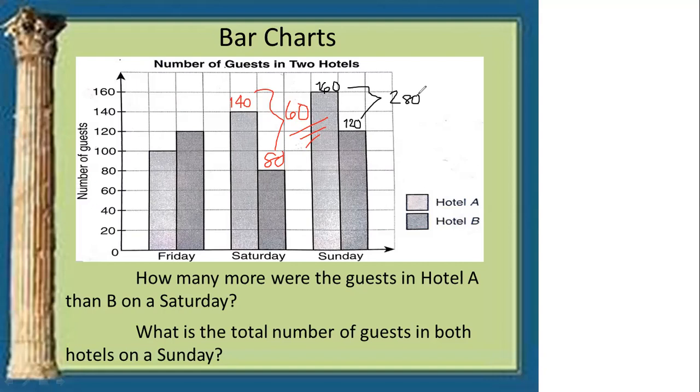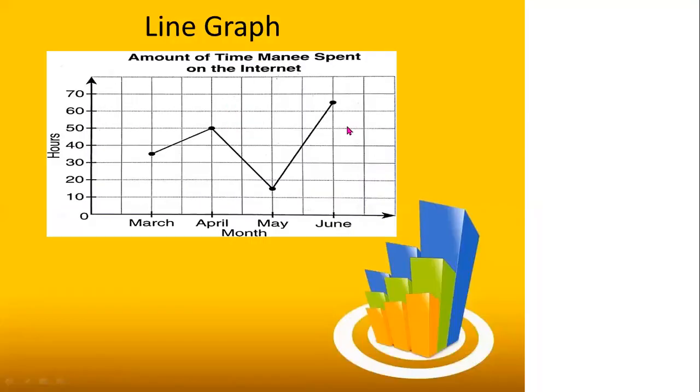Okay, take note that is a double bar chart. One legend or one label, two bars. So that is a double vertical bar chart. All right, let's go now to the next, and that is all about the line graph.